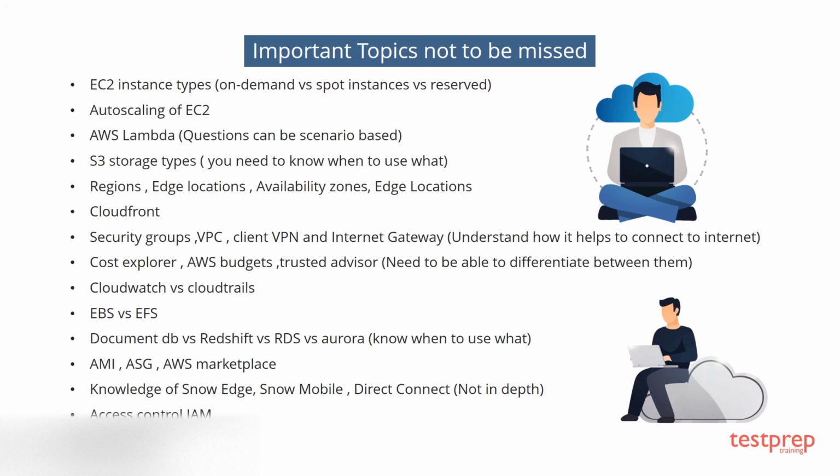9. CloudWatch versus CloudTrail. 10. EBS versus EFS. 11. DocumentDB versus Redshift versus RDS versus Aurora, know when to use what. 12. AMI, ASG, AWS Marketplace. 13. Knowledge of Snow Edge, Snowmobile, Direct Connect, not in depth. 14. Access Control IAM.